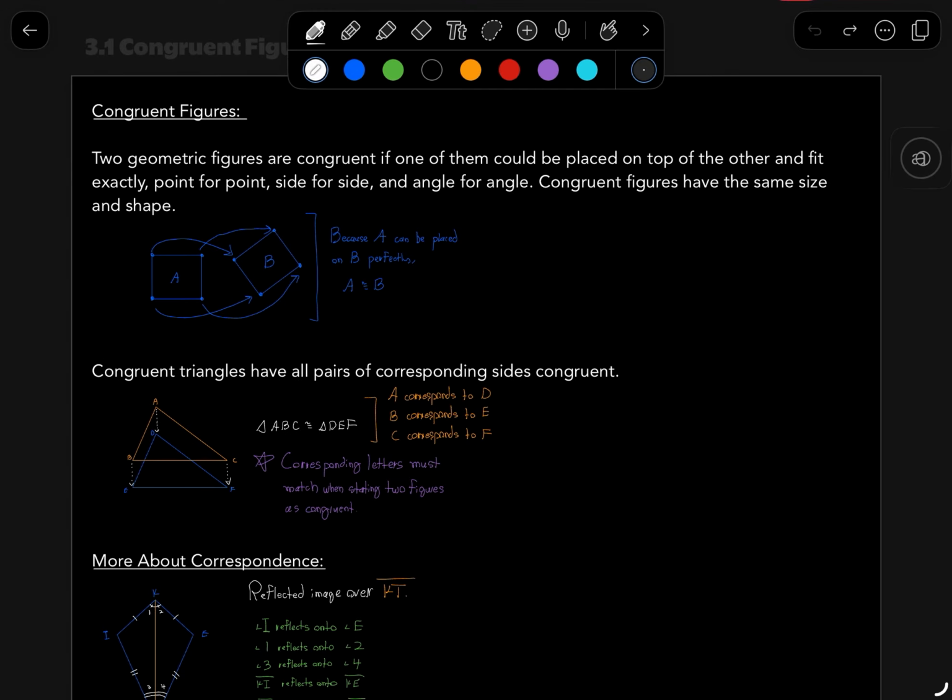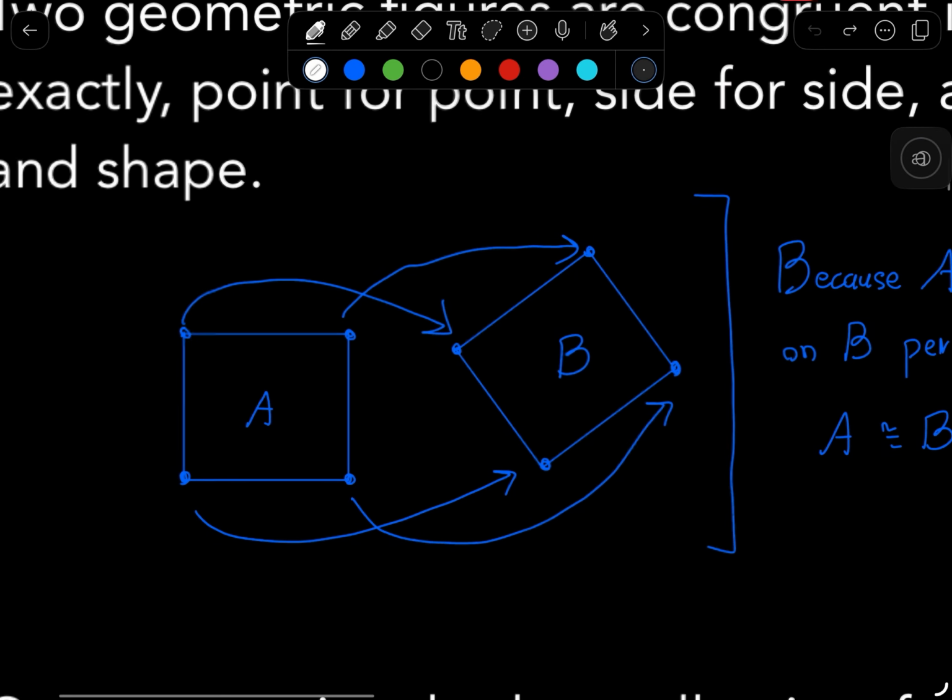So, congruent figures. How can you tell if two figures are congruent? Well, if you think about it, two geometric figures are technically considered congruent if one of them could be placed on top of the other. Because if that were the case, every single point, every single side, every single angle would fit on top of each other. If you see this visual here, if you took figure A and placed it on top of figure B, you would find that they're congruent figures because they match exactly.